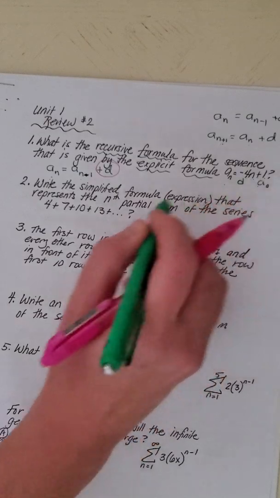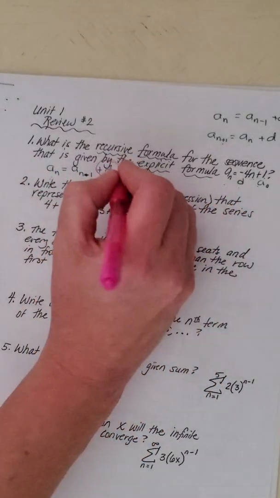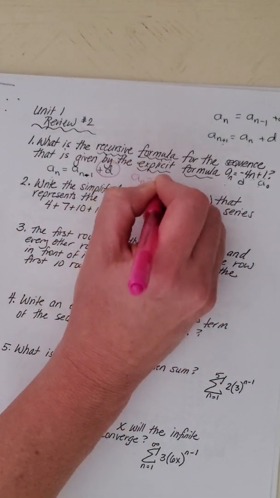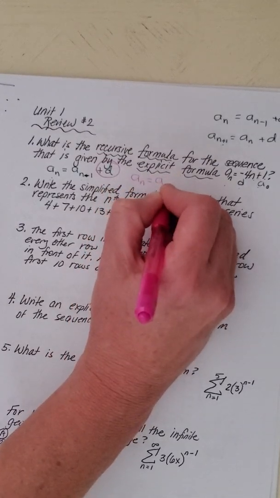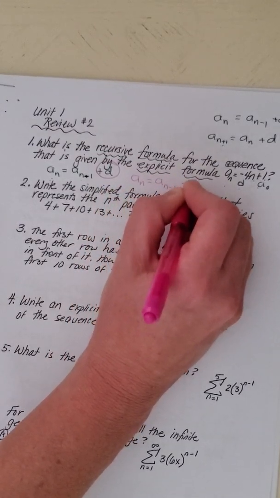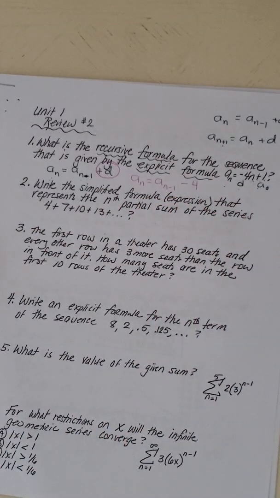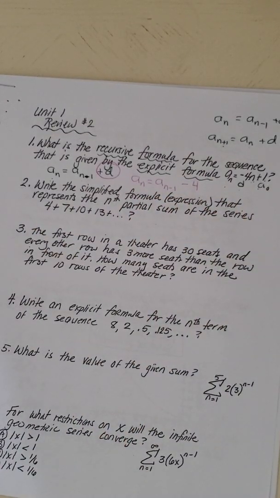So d equals negative 4, so I'm going to substitute that in right here, and I have a sub n equals a sub n minus 1 minus 4. Done. That is the recursive formula.